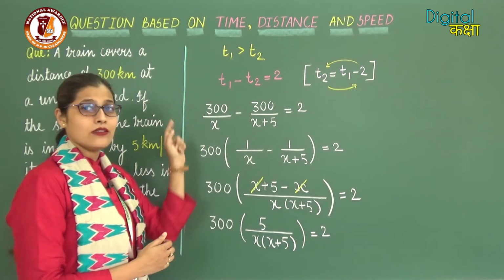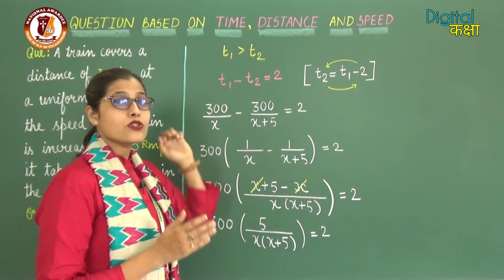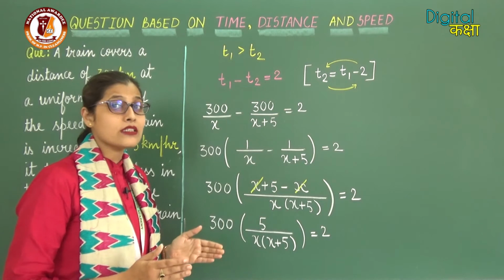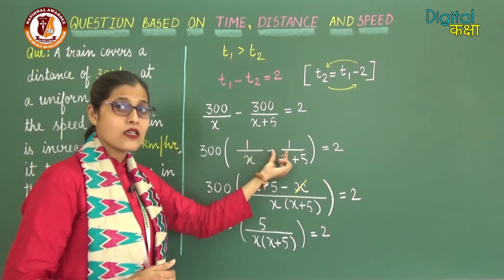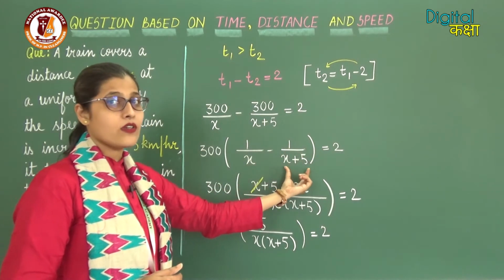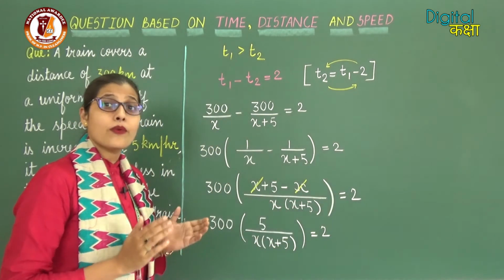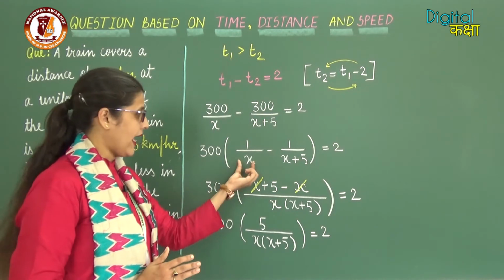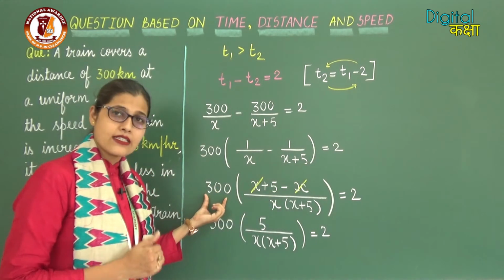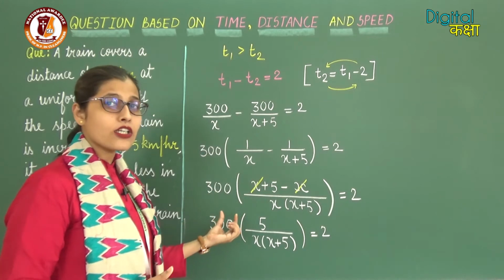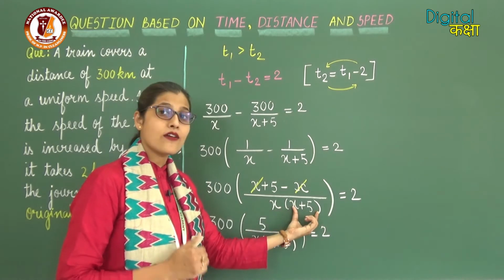Now, as you can see here that 300 is common in the numerator. So, we will take out the common 300. We will be left with 1 upon x minus 1 upon x plus 5 equals 2. Now, to simplify it further, we will be taking the LCM of x and x plus 5. 300 will be written as it is outside the bracket. In the denominator, we will be writing x multiplied by x plus 5.